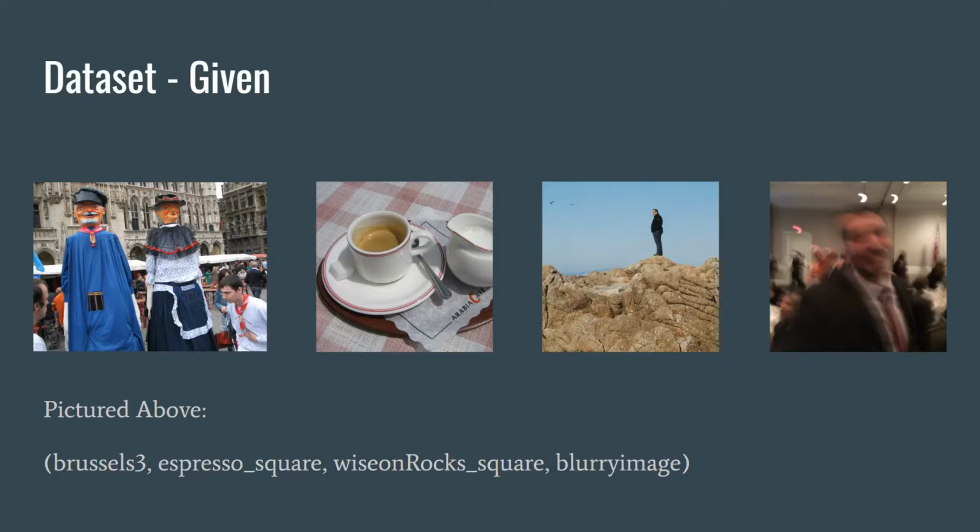This is the data set that was given to us. Pictured are Brussels 3, Espresso Square, Wise on Rock Square, and the blurry image. The 3 on the left are the original images for their respective datasets. Each of these 3 also contains 6 different versions of each with a different type of noise applied to them. The image on the right is the challenging image that we must attempt to denoise.